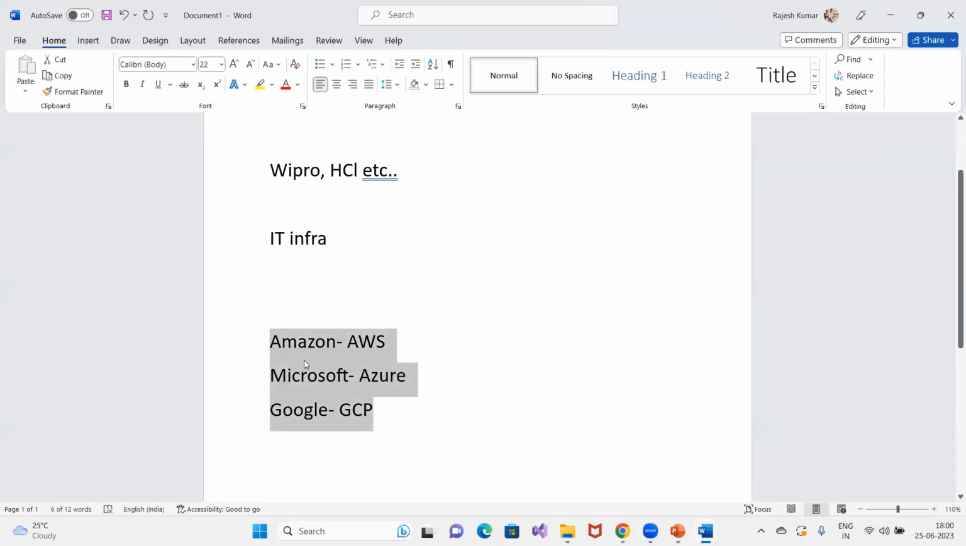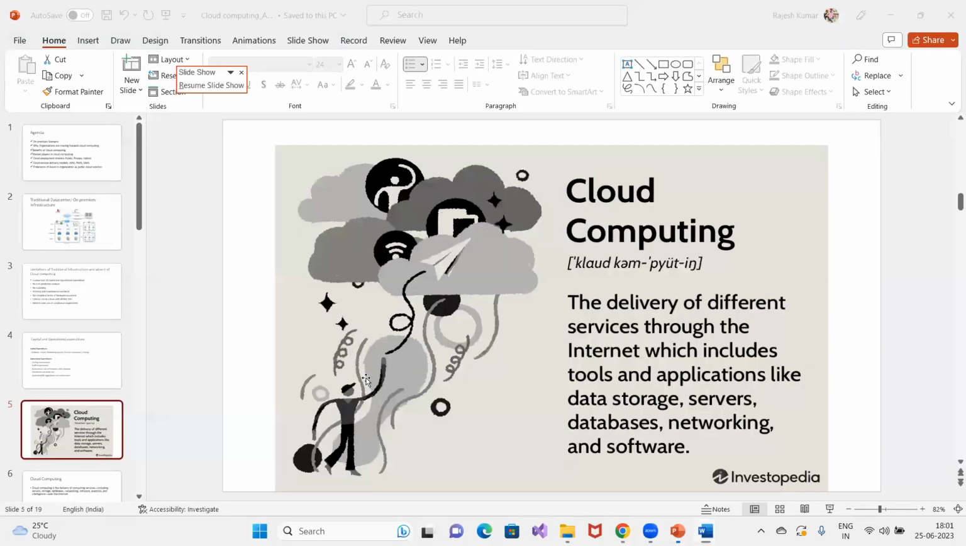Amazon was the first in the market to introduce the cloud computing concept with AWS. Then Microsoft came up with Microsoft Azure Cloud. Then Google came up with GCP, Google Cloud Platform. These three are the leaders in the market, and companies are heavily relying upon them. When we talk about market share, AWS and Azure are leading. These two clouds are heavily used in the market. So now, what is cloud computing?